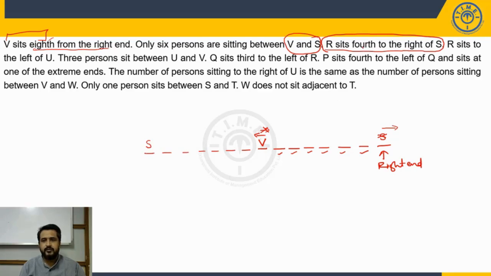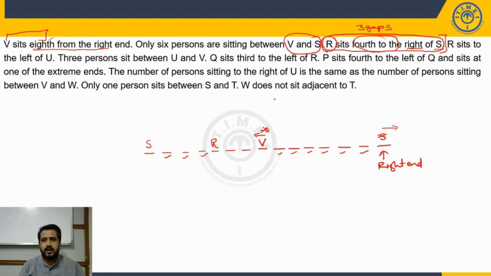Now what is the clue we have with respect to S? R sits fourth to the right of S. Fourth to the right is nothing but how many gaps will be there? 3 gaps will be there to the right of S, and who will be there? R will be there. So 3 gaps, 1, 2, 3, and here will be R's position. So we have done up to this.